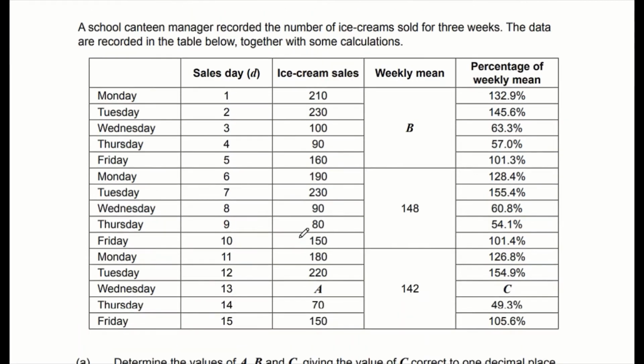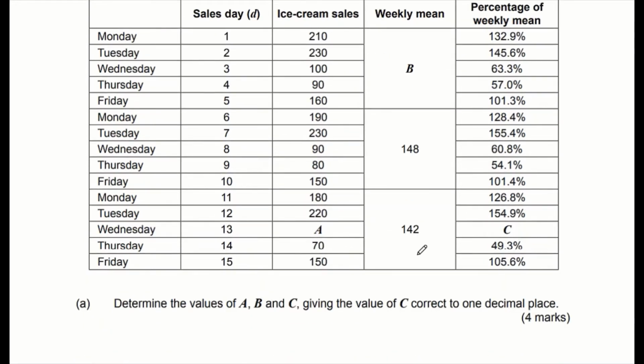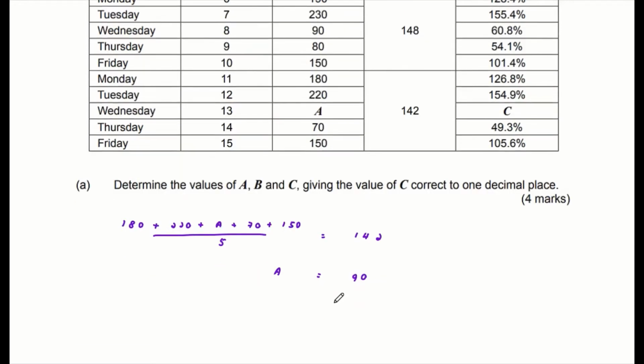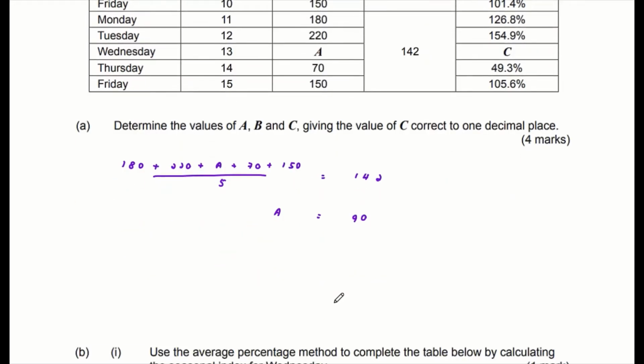So this is the ice cream sales for the day. You already have the weekly mean, right? Which means all these five values when you add them together and divide by 5 give you an average of 142. So 180 plus 220 plus A plus 70 plus 150, divided by 5, gives the weekly mean, which is 142. From here you are able to find that A is equal to 90. You can just use your calculator to solve everything, so I am not going to repeat how to do that.